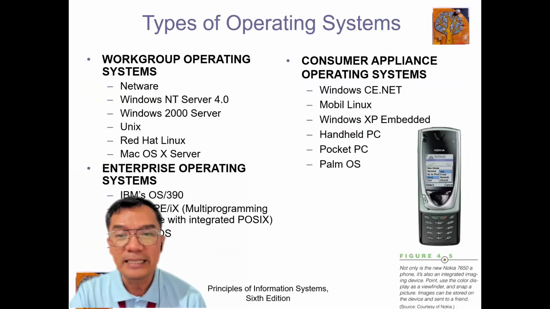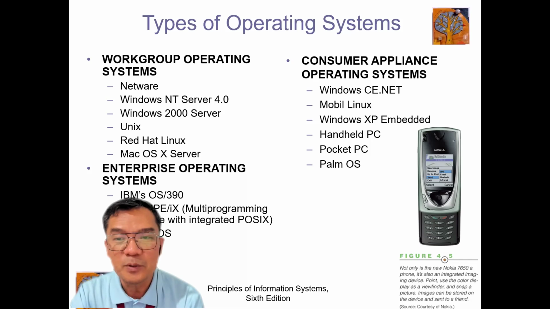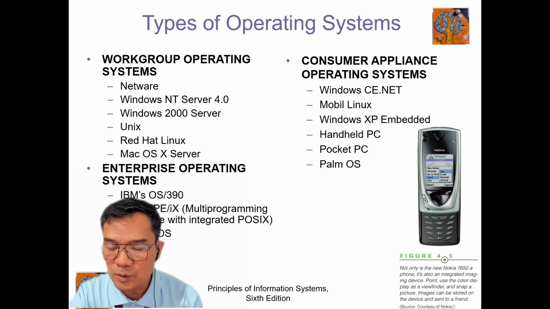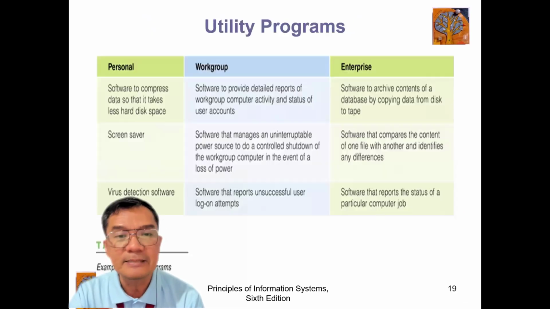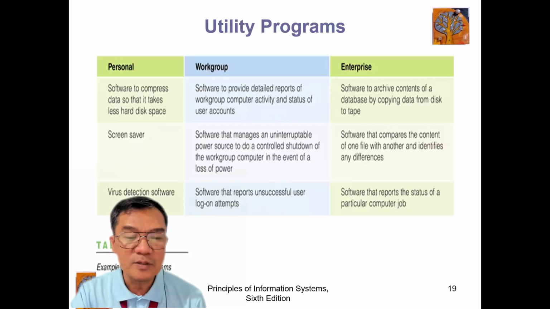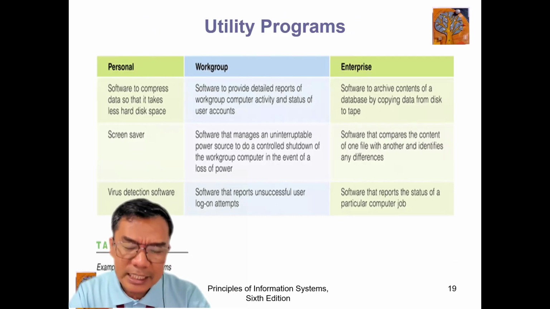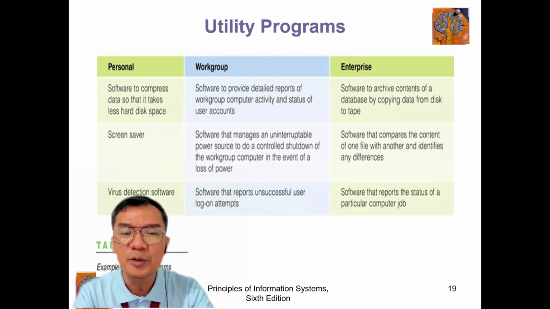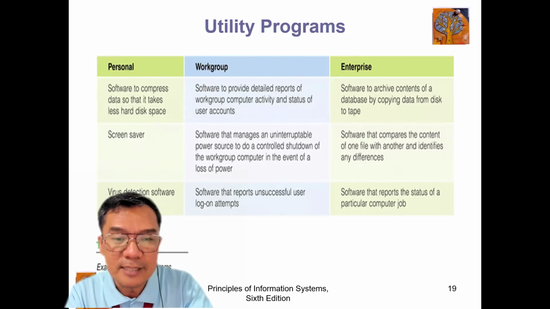So there are types of operating systems. After looking at that, we can check the workgroup operating system, the enterprise operating system, and the third one would be the consumer appliance operating system, which is commonly implemented within mobile devices. And utility programs are programs deployed in partnership with the operating system. Many operating systems are paired with utility programs because it's hard to use the operating system itself.